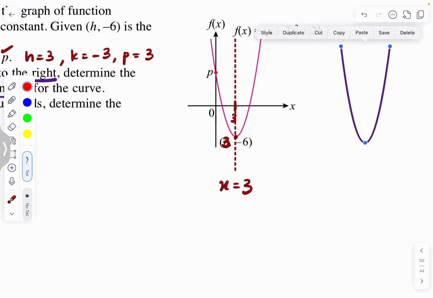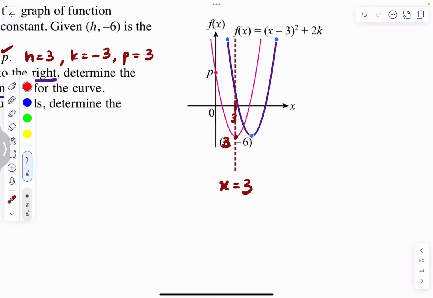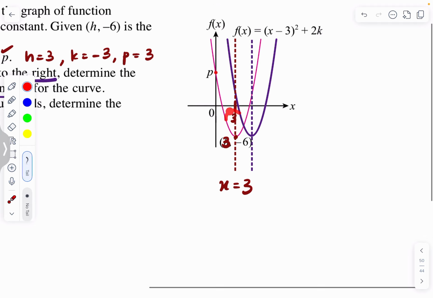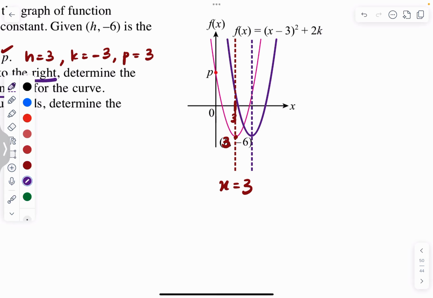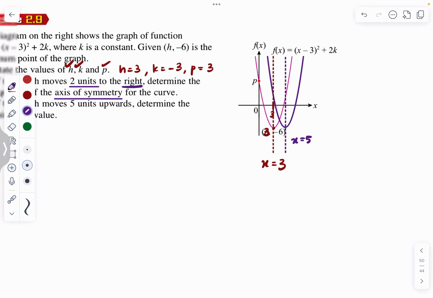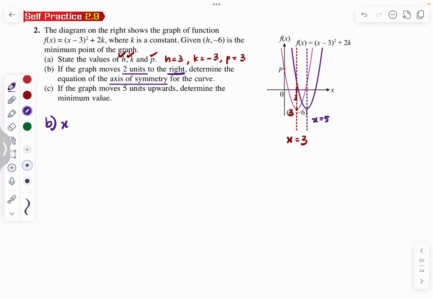So now the whole graph moved by 2 units, isn't it? So it will be somewhere here. Our new axis of symmetry would have also moved 2 units. So our new axis of symmetry would be somewhere here. If this was 3, you move 2 units to the right, this will be 5. So this axis of symmetry would be x equals 5. So the answer for B will be x equals 5.